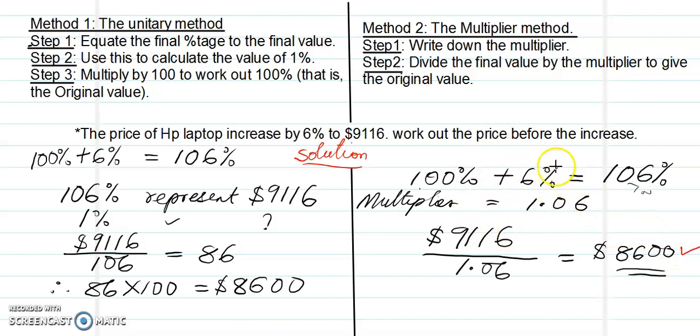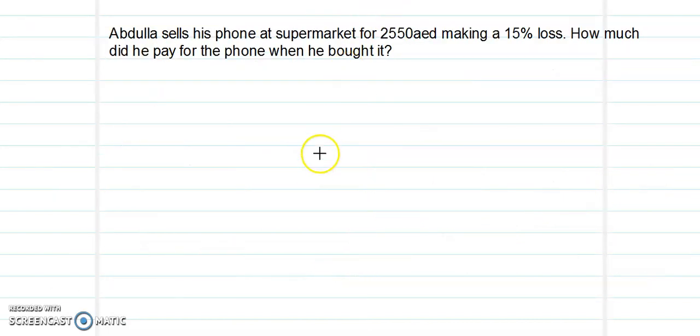This is very easy. If it is an increase, add to 100, but if it is a decrease, subtract from 100. Then find the multiplier by dividing by 100. Divide the final value by this, and that gives you the answer. Very easy.